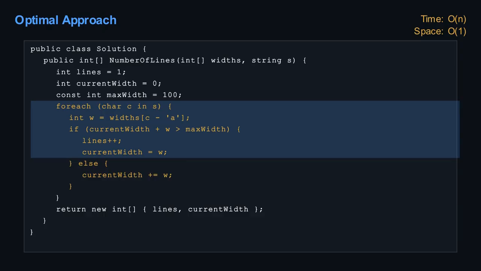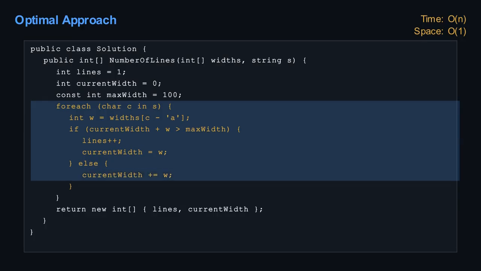Next, we perform a critical check. We add the width of the current letter to our current line width. If this new total is greater than the maximum allowed width, it means the letter does not fit. So, we increment our line counter by 1 to move to a new line. Crucially, we reset our current line width to be just the width of this new letter, because it is now the first item on the new line.